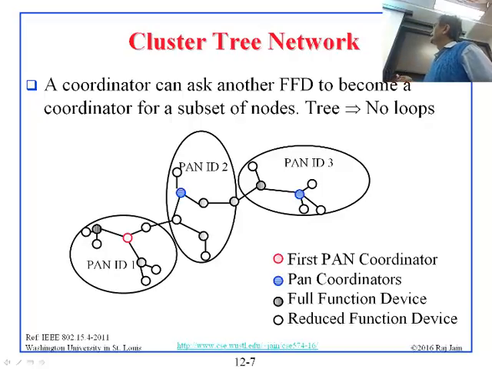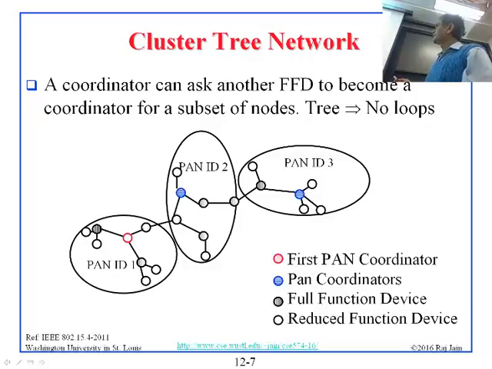Okay? And the whole thing is a tree. So if you were to hang off, you see, it's no longer a mesh, as we showed in the beginning, so there is no loops anywhere inside or outside. A coordinator asks another FFD to become a coordinator for a subset of the nodes and the trees.